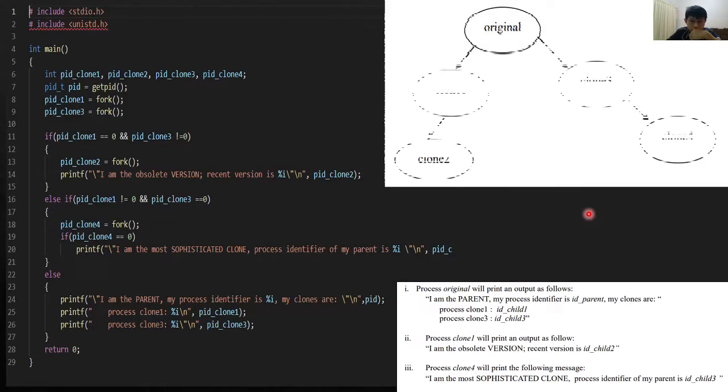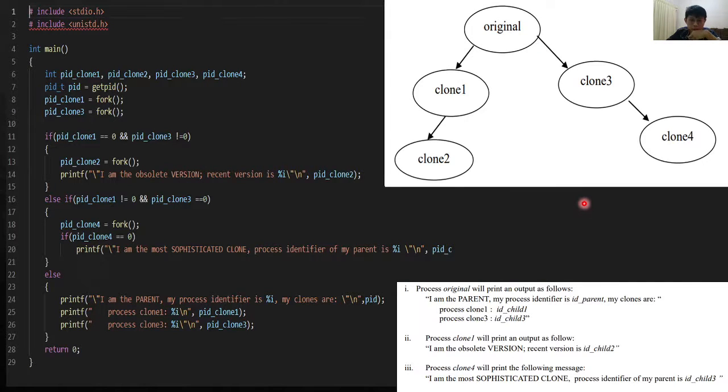Okay, so before this, let us see the question. The question requires us to create a C program which will meet the process tree as shown in this diagram, and it will show the output as shown in this diagram.